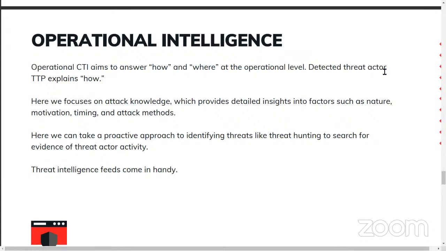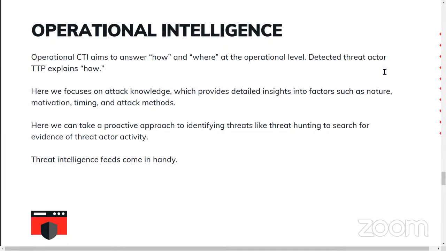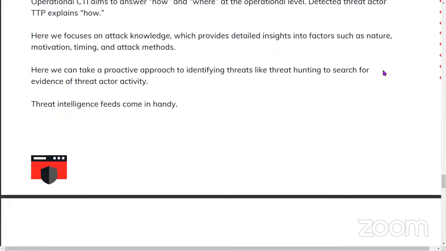And also this is where threat intelligence feeds come in handy, and basically open source intelligence, because Twitter is actually very good at letting you know what's happening in the threat intelligence world.